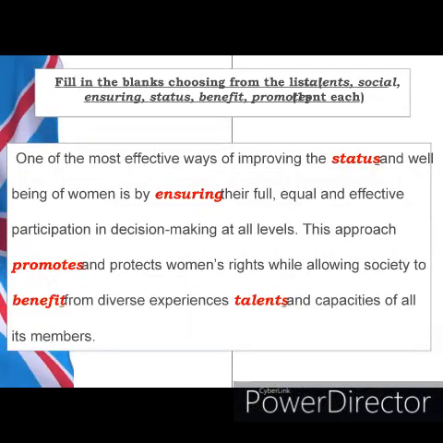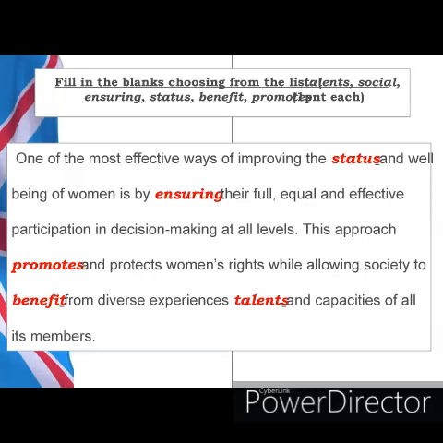Next exercise, fill in the blanks choosing from the list. Talents, social, insurance, status, benefits, promotes. One is an extra word for you. This is just to make you think about the answers. Okay, let's read together.